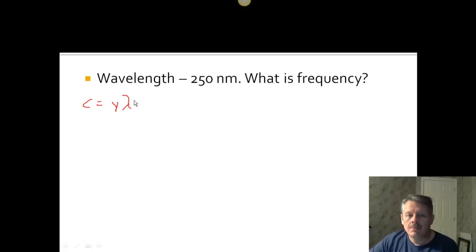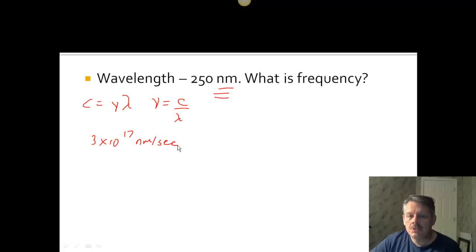All right, speed of light is equal to frequency times wavelength. And I want frequency, so that's equal to speed of light divided by wavelength. Notice I'm given nanometers, so I'm going to use 3 times 10 to the 17th nanometers per second for my speed of light. And I'm going to divide that by 250.